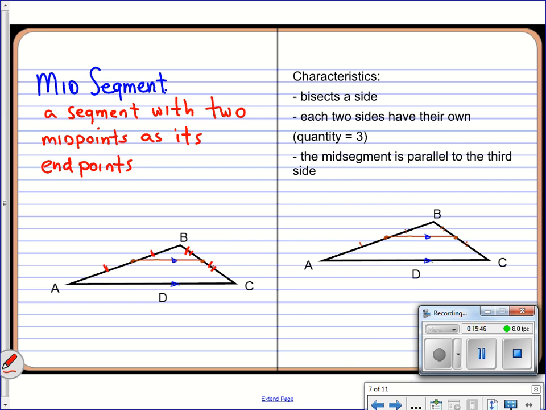So after eyeballing where the midpoint was on that bottom one, there's a connection. I'll connect the other one here. All right, there you go. And those are the three mid-segments.